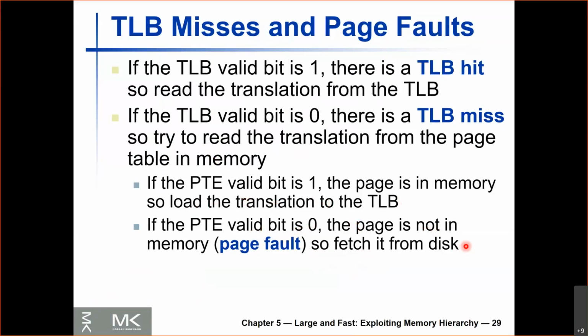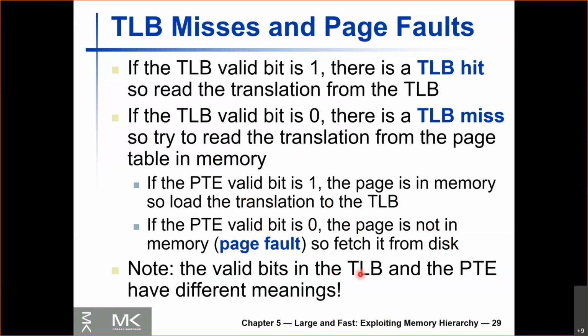One important thing to note here is that the valid bits in the TLB are not the same as the valid bits in the page table entry. They have different meanings. The valid bit in the TLB tells me whether or not the translation is cached in the TLB, and that causes either a TLB hit or a TLB miss. The valid bit in the page table entry tells me whether or not the page is in memory, and that causes me to either hit memory or have a page fault and have to go to disk. Is this clear to everyone? Any questions about this?